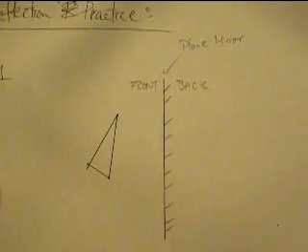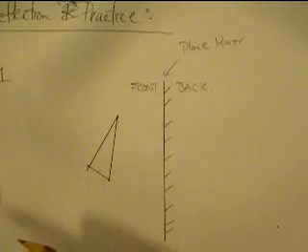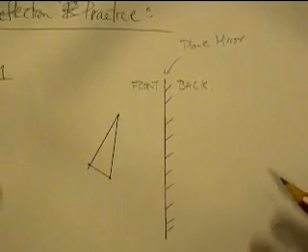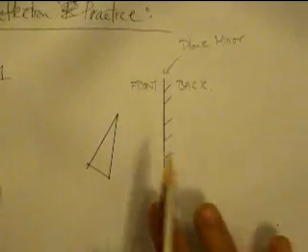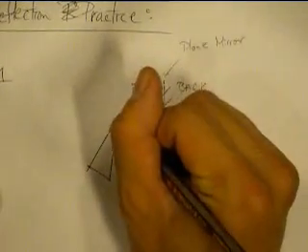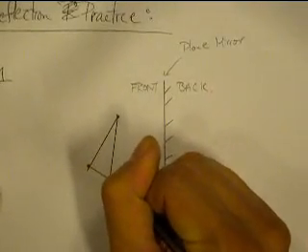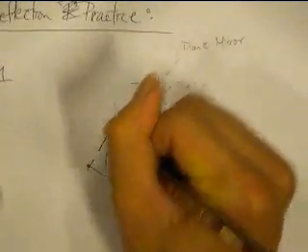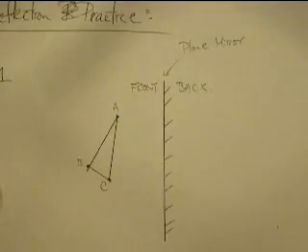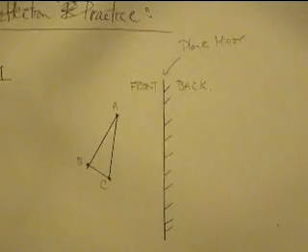Now here's an object. When you look in the mirror, your image appears in the back of the mirror. Okay? So there are 7 steps to do this. First step, you label all your corners, and you give them names A, B, and C. Step 1.